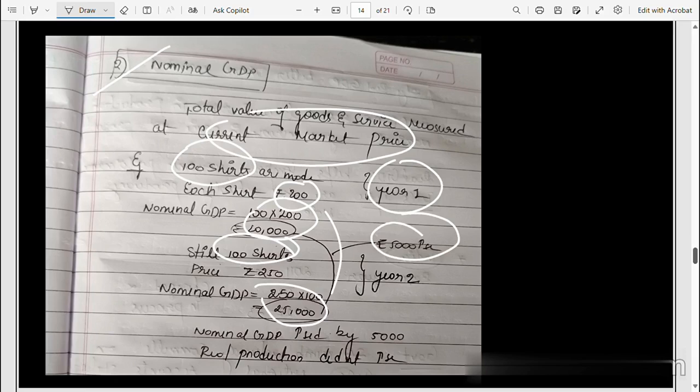So what does nominal GDP say? There is an increase of 5,000 rupees, but the real production is still the same. There is no increase in production. Still the same number of shirts is produced, right? So there is no economic growth at all.